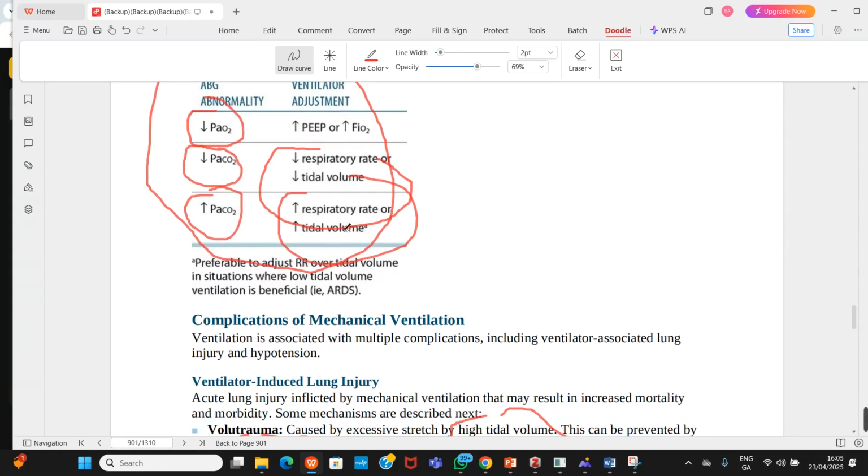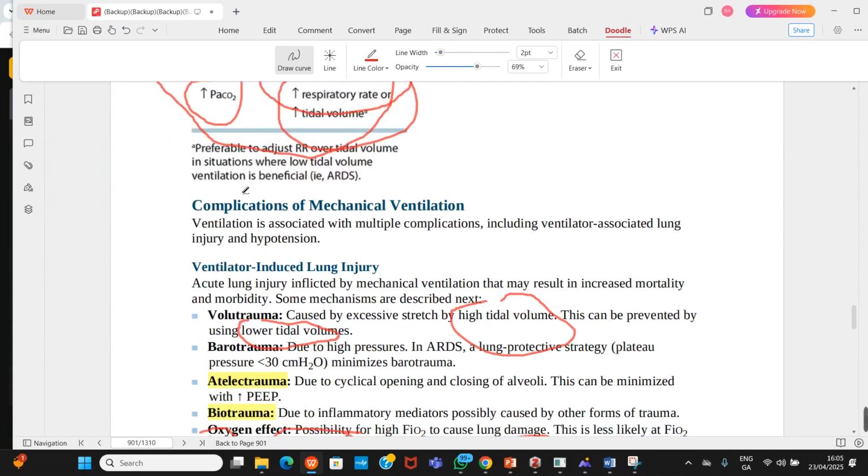So we've talked about this. If PaO2 is reduced, go and change the parameter for oxygenation, which is PEEP or FiO2. But you want to be careful with FiO2 because of toxicity. If the problem is increased PaCO2, you know that what we are going to change is what? Ventilation. So go and decrease respiratory rate or decrease tidal volume. If it's reduced, go and increase that.